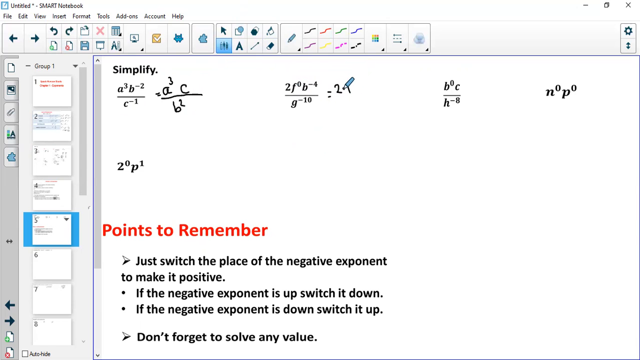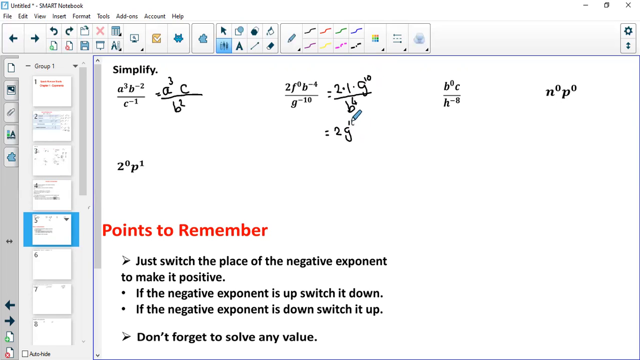So it's going to be 2 multiplied by 1. Now it's b to the power of negative 4, which means b goes down and becomes a positive 1. So b to the power of 4. And g to the power of negative 10 goes up and becomes a positive 1. Now here we have two numbers, 2 multiplied by 1. So 2 multiplied by 1 will give you a 2.